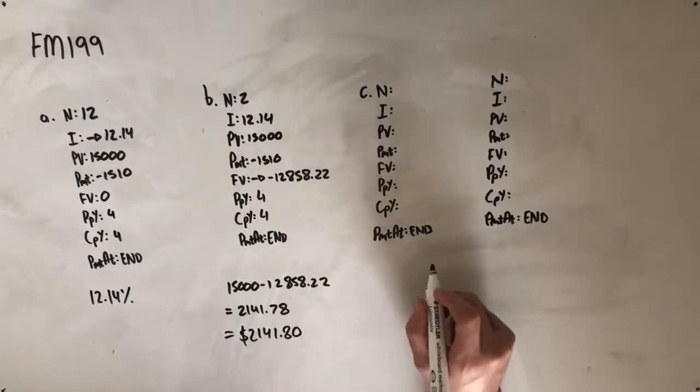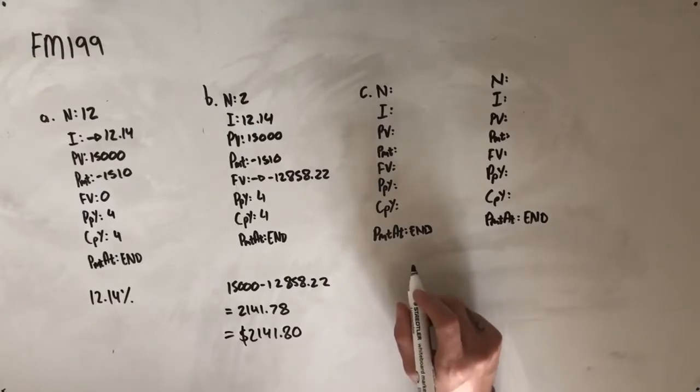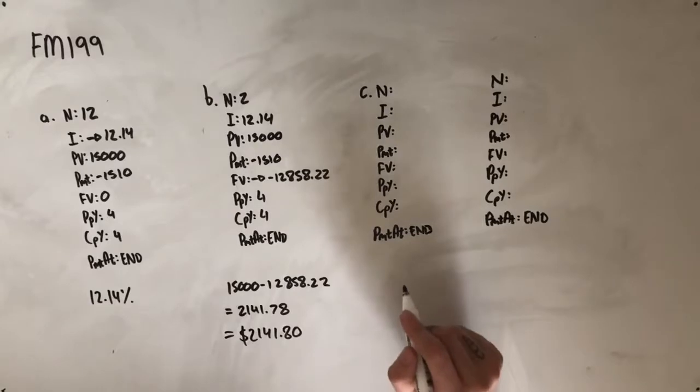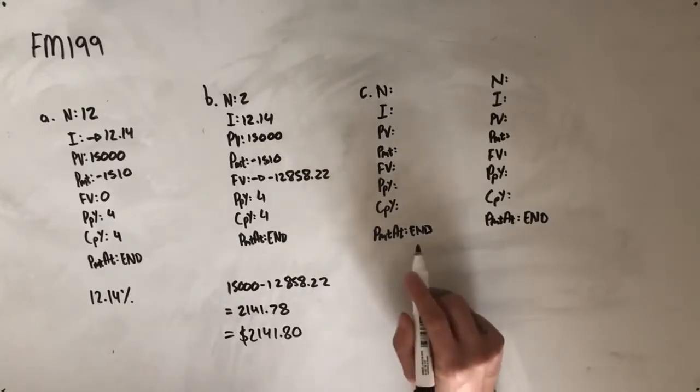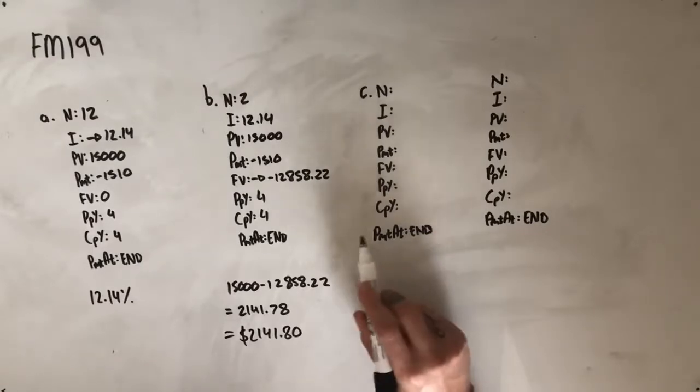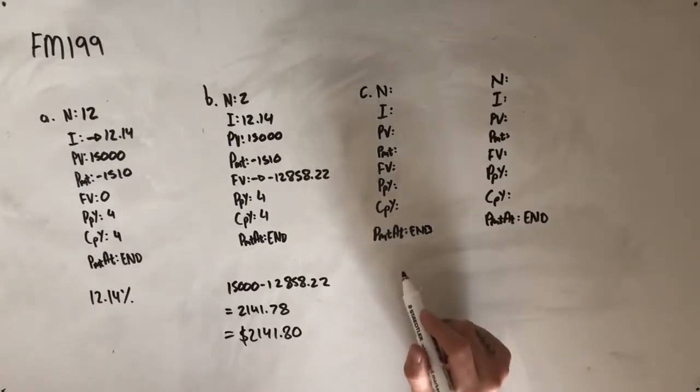Question C then says, at the end of the second year, Matt has some spare cash and decides to put an extra $2,000 towards paying off his loan. Assuming that he still takes the rest of the year to pay off his loan, what is the new quarterly repayment amount? Give your answer correct to the nearest dollar.